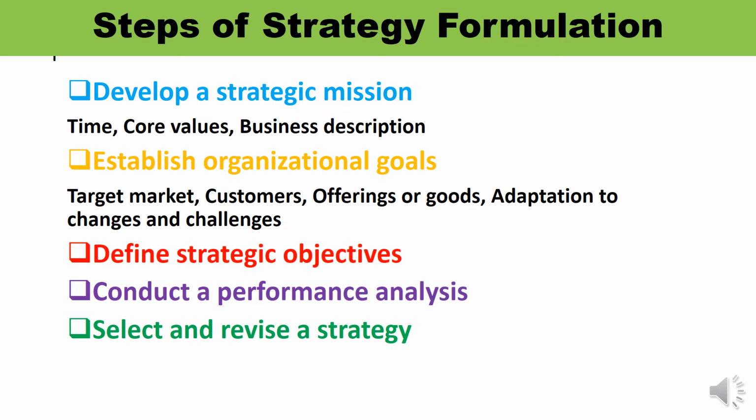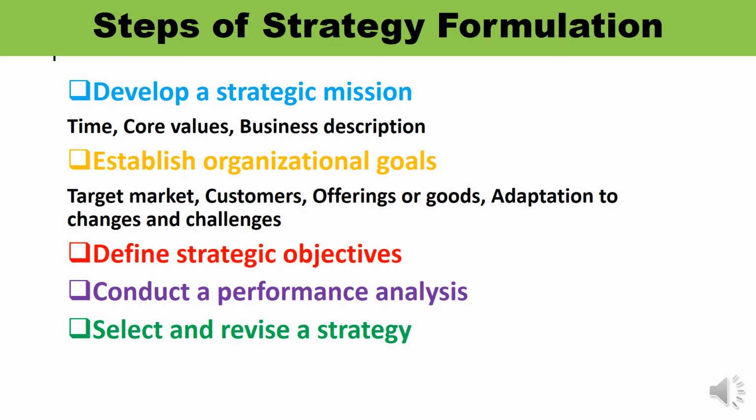Here we see 5 stages: develop a strategic mission, establish organizational goals, define strategic objectives, conduct a performance analysis, select and revise a strategy. Now I'm going to talk about the details of developing a strategic mission. That is the first step of strategy formulation. A strategic mission is a part of the foundation of an organization, which includes the organization's values and long-term goals. So, to identify your company's values, think of practices you would like to see your employees implementing in their daily activities. This is your mission.